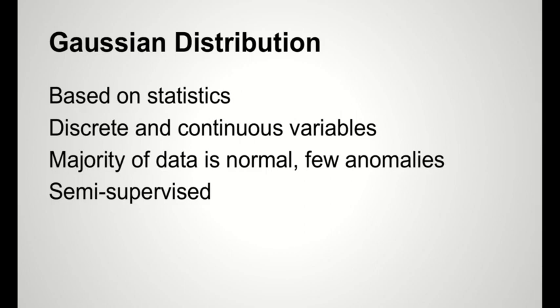And we assume beforehand that the majority of the data is normal, and we'll be having a few anomalies in our data set. It could be treated as a semi-supervised learning algorithm, because it's possible to implement without knowing which are the anomalies and which are the normal data, but it will also work when you know that beforehand.